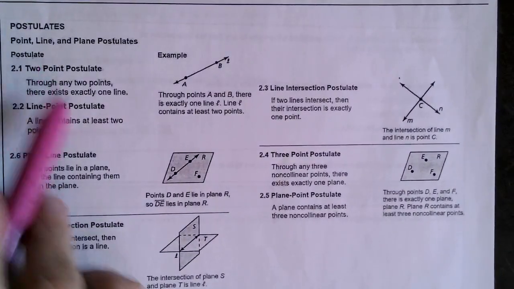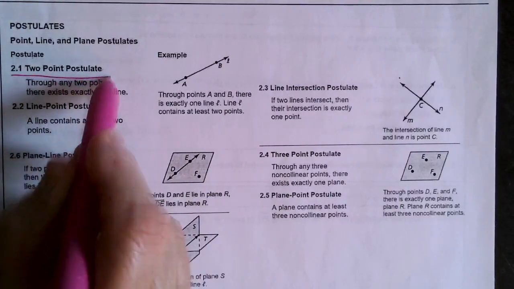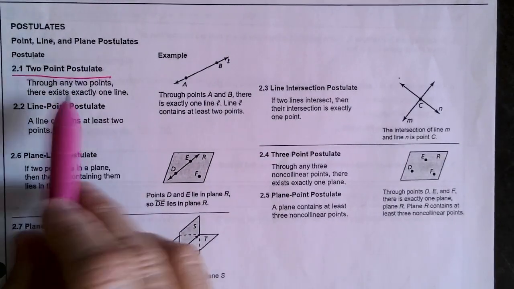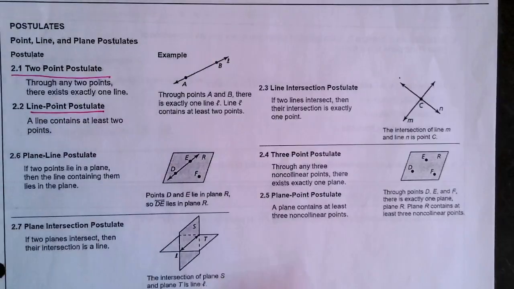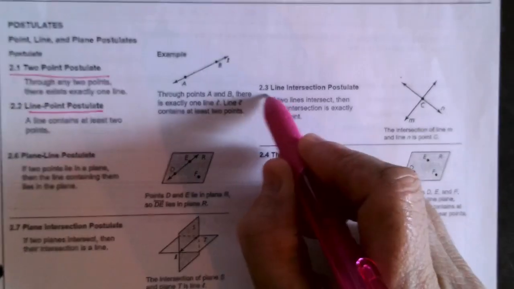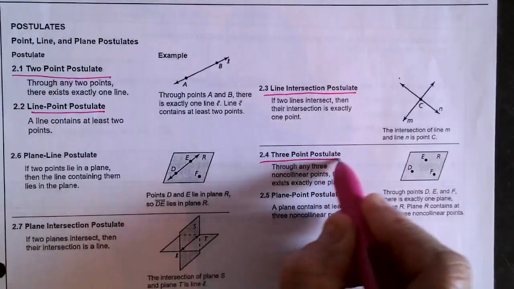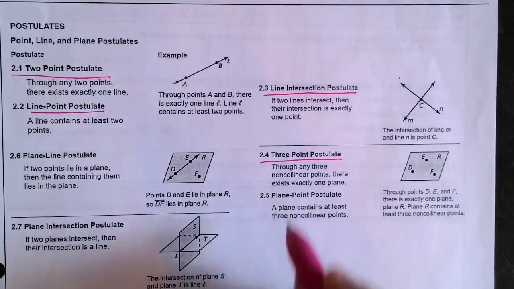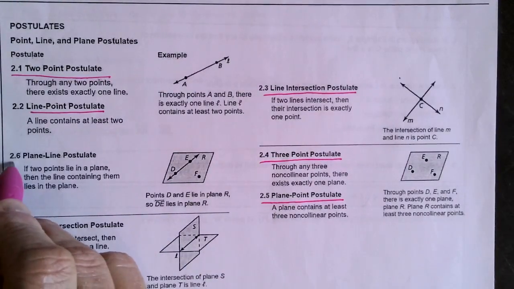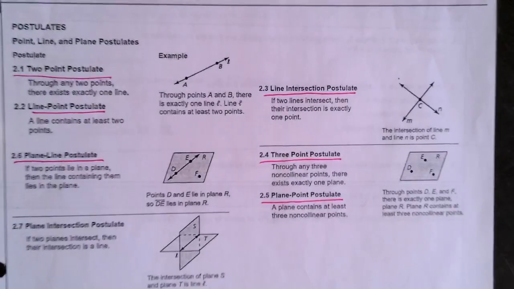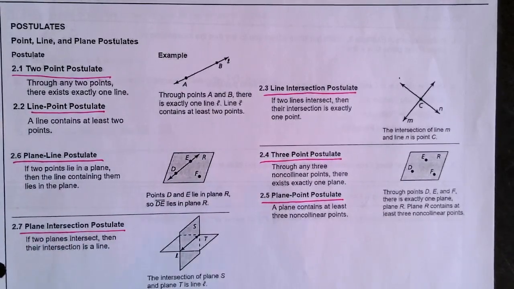I'm going to let you go ahead and read through it. But here we have the 2.1, 2-point postulate. So read through that. 2.2, it's a line point postulate. The 2.3 here is the line intersection postulate. 2.4, 3-point postulate. 2.5, plane point postulate. 2.6, plane line postulate, and 2.7, the plane intersection postulate.